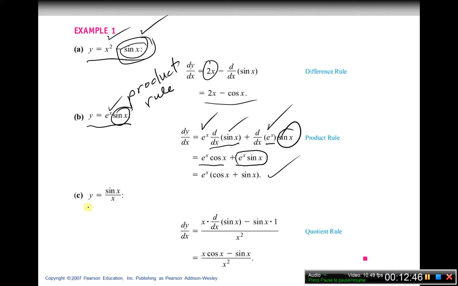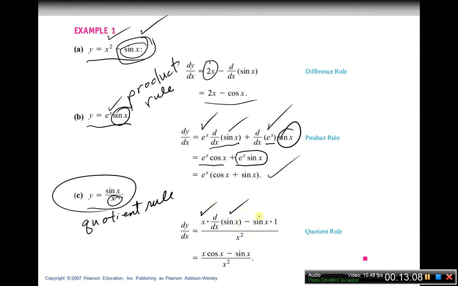The last example here is y is equal to sine of x over x. Here we would use the quotient rule. So that would be the denominator or bottom times the derivative of the top, which is derivative of sine of x, minus the top, which is sine of x, times the derivative of the bottom, which is derivative of x, which is just simply 1, divided by the denominator squared, which would be x squared.